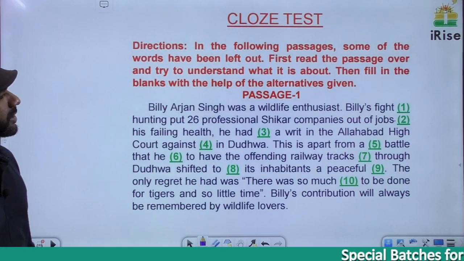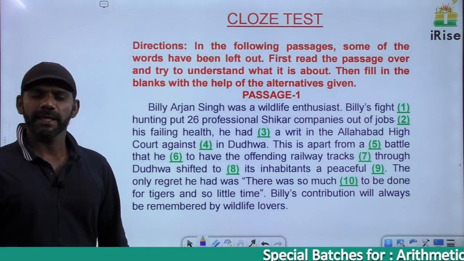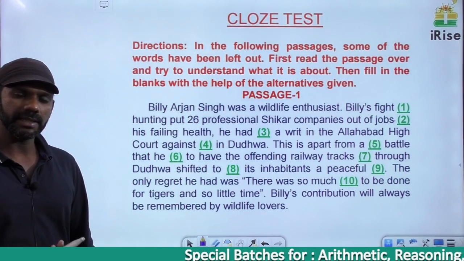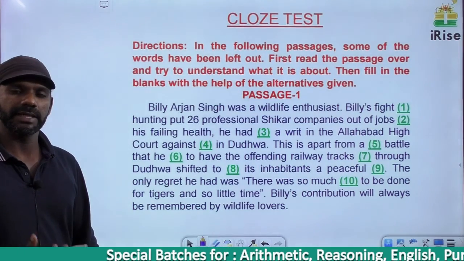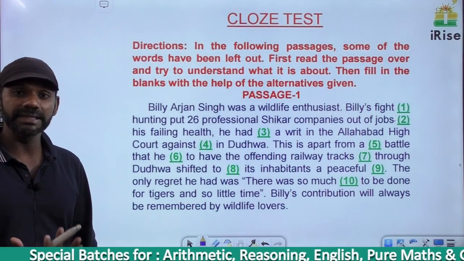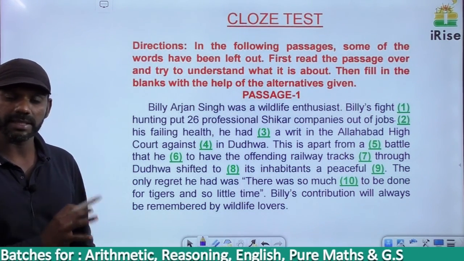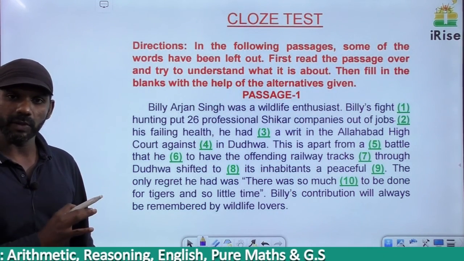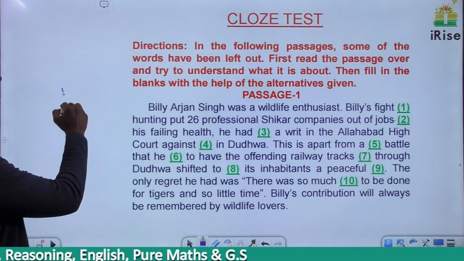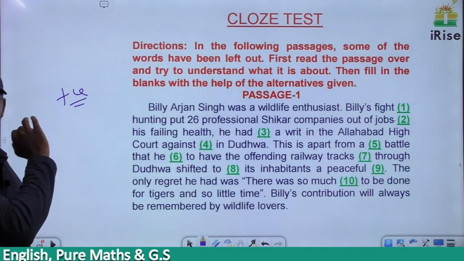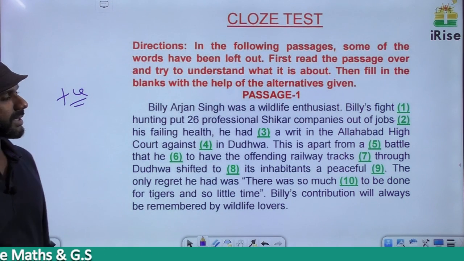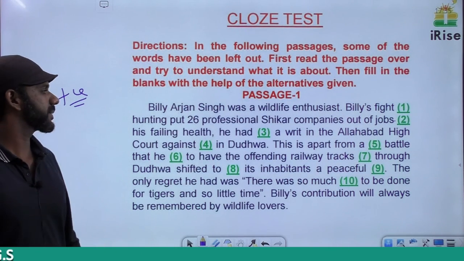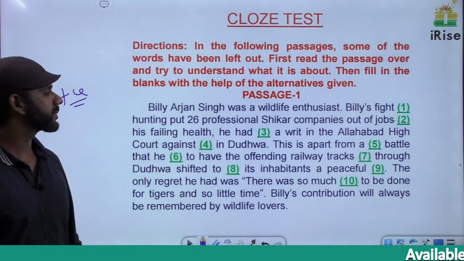So the passage talks about a person called Billy Arjun Singh and his love for wildlife. So he is fighting against hunting. Right? That's what the whole passage is about. And the whole passage is positively charged. Fine? Come to the passage once again. We'll go sentence by sentence. At the time we'll think about the options.